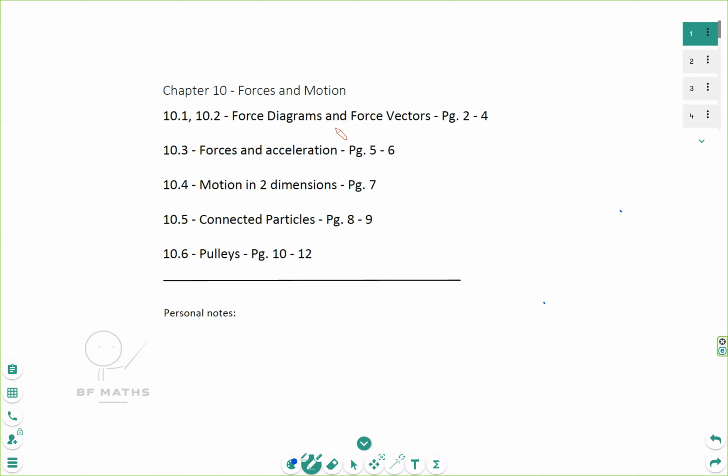So we'll look into some basic forces. What are the forces? We're looking at mechanics. How do we calculate forces? How do we measure forces? How do we work out forces in vectors?